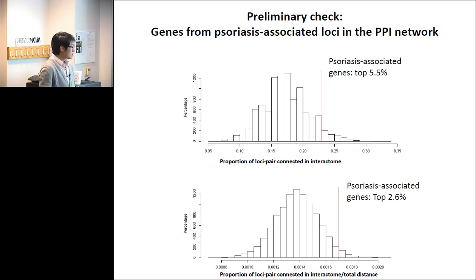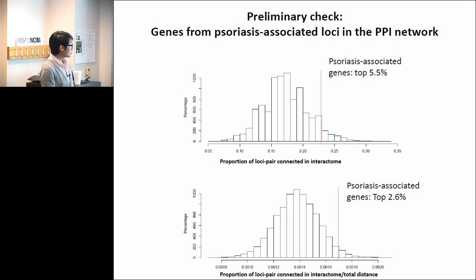So we do see that the proportion of loci pairs connected is among the top 5.5%. And when we consider the distance, even though they are connected, they may have a long path to connect. So we want to measure if they're really closely connected with each other. So we normalized that by the total distance, and we see that this is around the top 2.6%. So indeed, they tend to be connected with each other, and at the same time, they're closer with each other in the interactome.